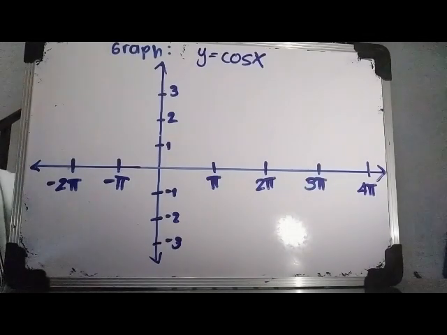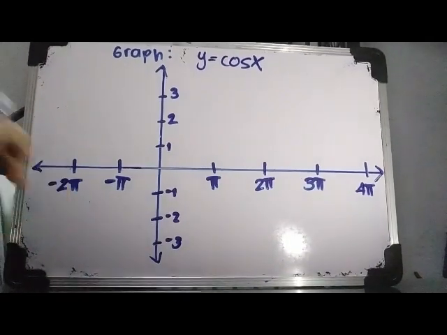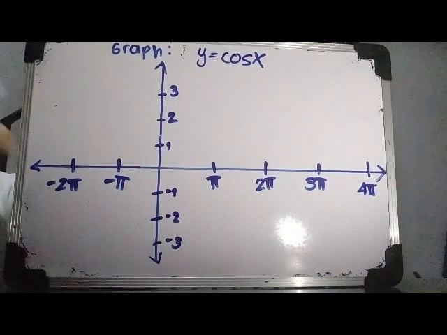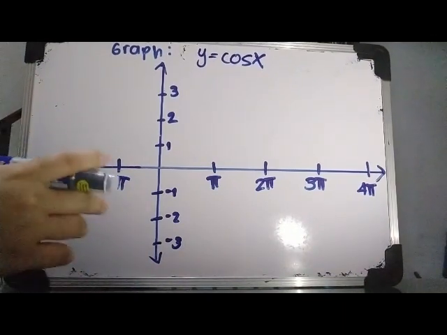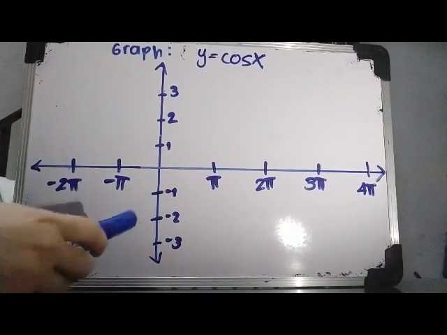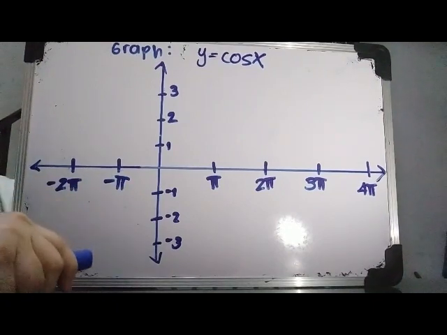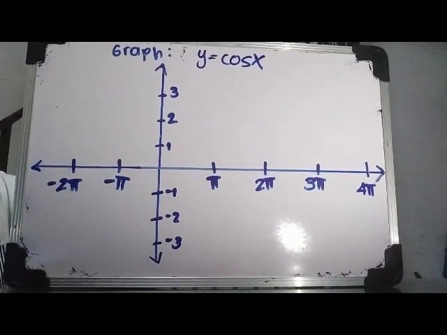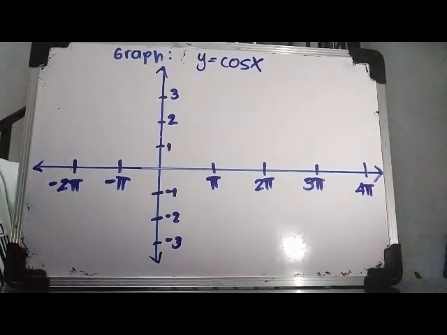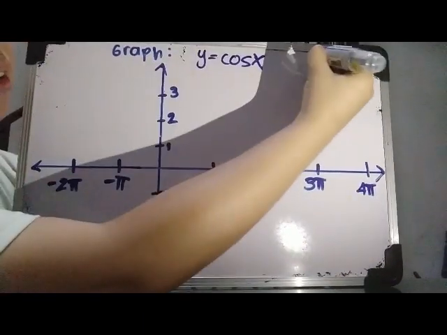Alright, next up, let's proceed to the cosine function. So we're done with the sine function. Let's proceed now to a cosine function. The parent function of a cosine function is given as y equals cosine x. The graph of a cosine function actually looks like this.